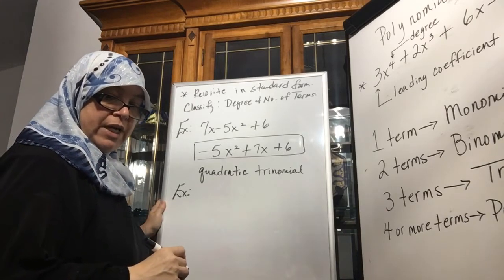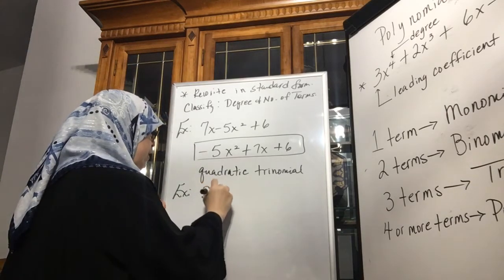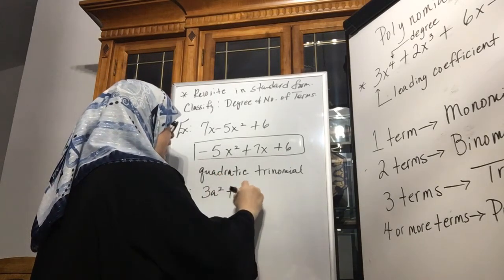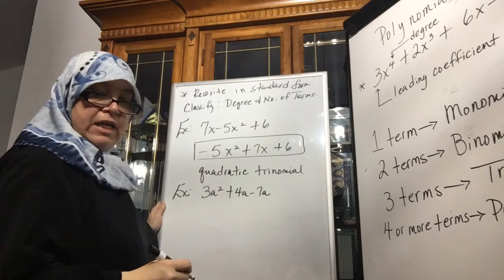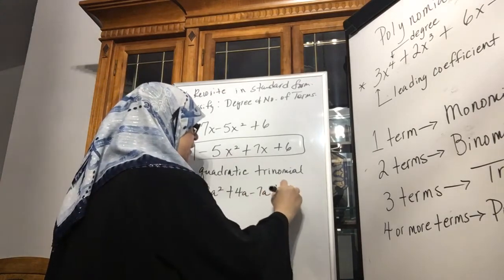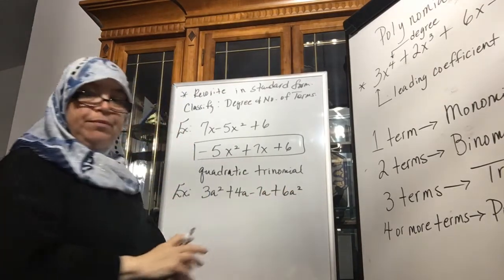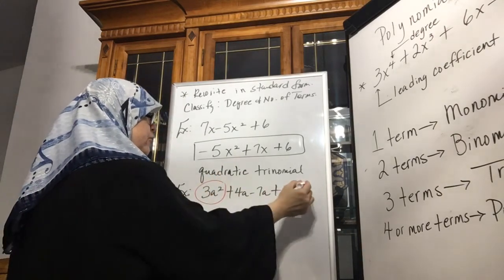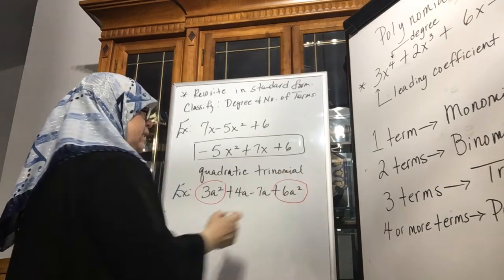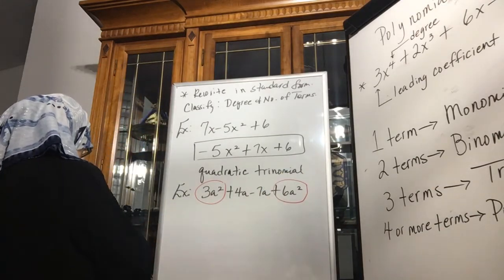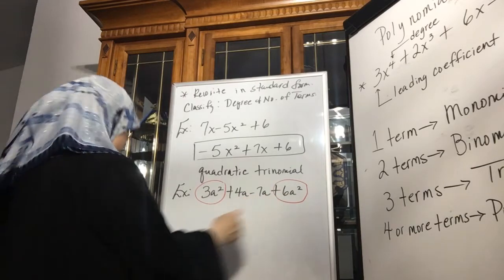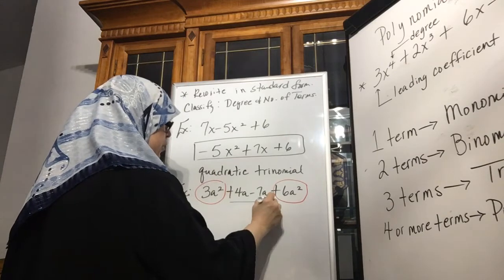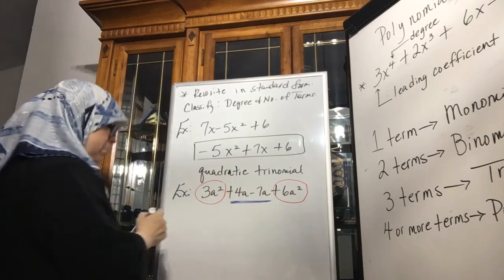All right? Now, let's try another one. How about if we have 3a squared plus 4a minus 7a plus 6a squared. Now notice that you have like terms. You have 3a squared plus 6a squared, okay? And then these two terms are alike. Not only that, you've also got these middle terms, all right? These middle terms that can be combined.